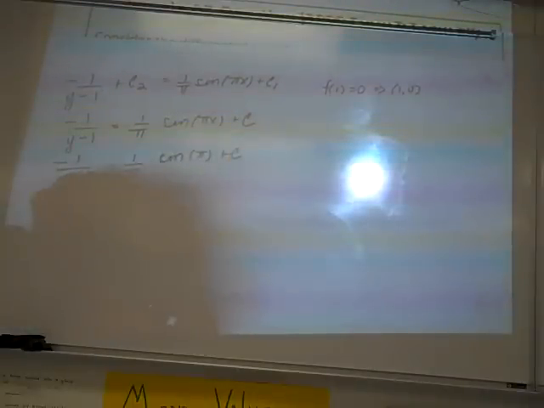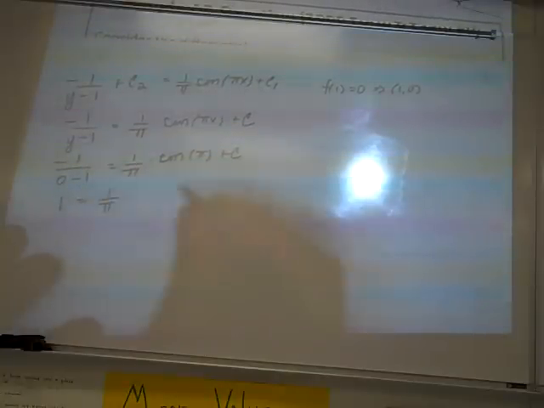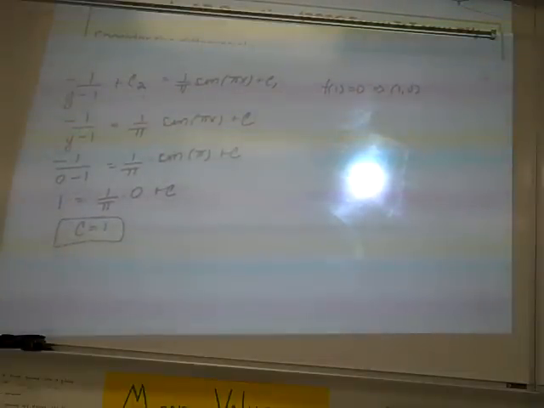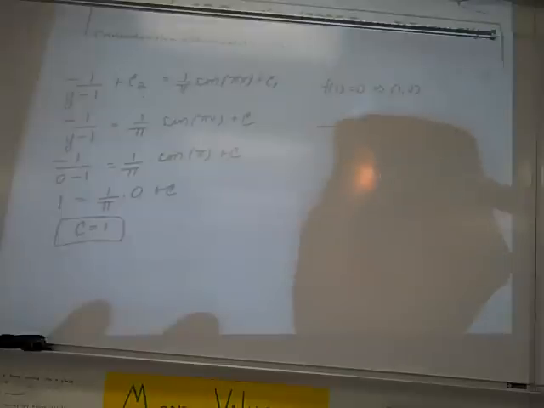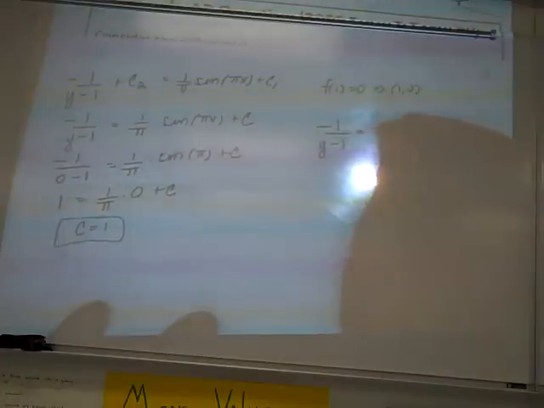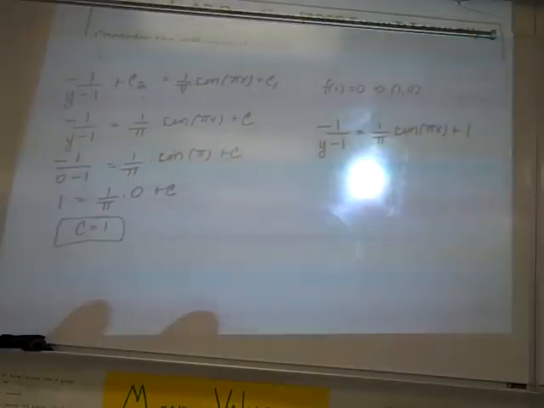0 minus 1 is negative 1. Negative 1 divided by negative 1 is 1. Equals 1 over pi times, well, what's sine of pi? The sine of pi is 0. Oh, amen, hallelujah. We get that c is equal to 1. That's not your final answer. That's just the value for your constant. So we can go back to our problem. Negative 1 divided by y minus 1 equals 1 over pi times the sine of pi x plus 1.